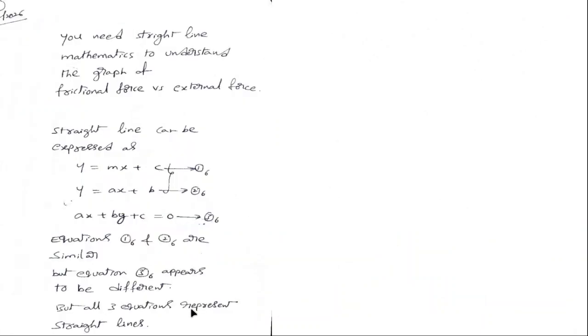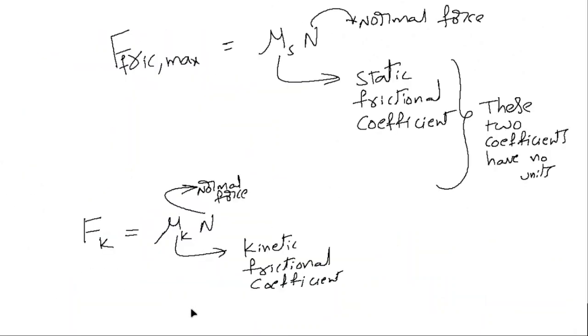So okay, that is what you can see here. See, the maximum frictional force value is mu s into n, where n is called the normal force, and mu s is called the static frictional coefficient. The static frictional coefficient has no units, because the left-hand side is force, so the right-hand side must also be force. n is a normal force.